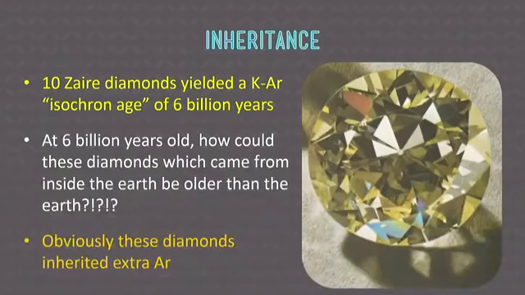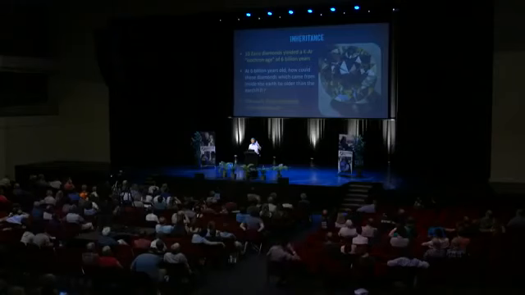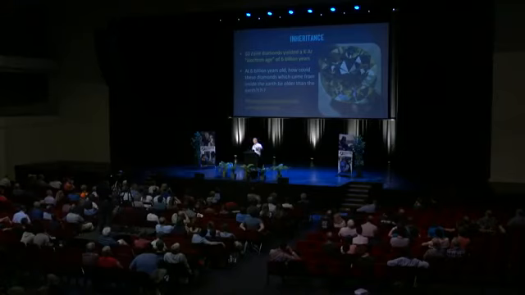And interestingly, that's also been documented because there were 10 Zairian, that's now the Republic of Congo, diamonds that yielded a potassium-argon isochron age of 6 billion years, but that means the diamonds were older than the Earth itself. So how could they be older? Well, the answer is the diamonds inherited extra argon. They found that inside the diamond there were fluid bubbles that were rich in argon. And if they didn't take that into account, they got the wrong age.